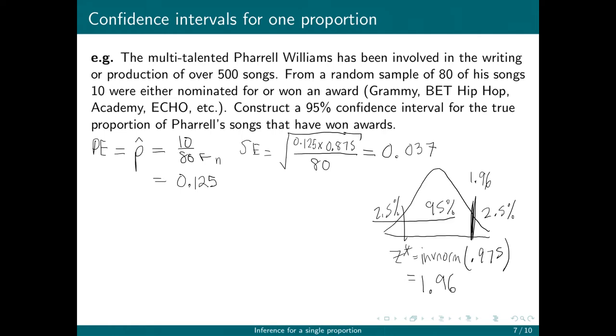All right, so the margin of error is z star times the standard error. So 1.96 times 0.037, which is 0.0725.